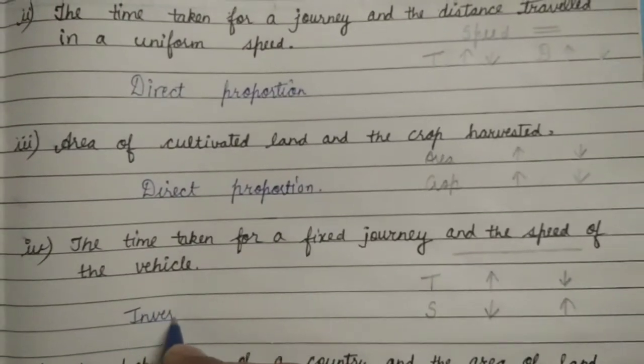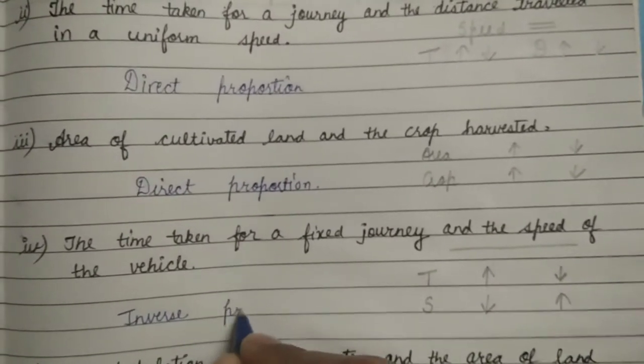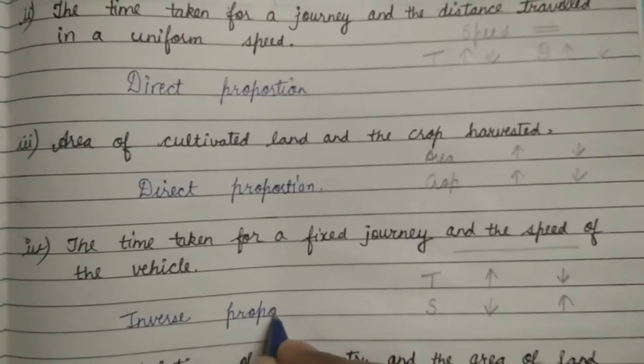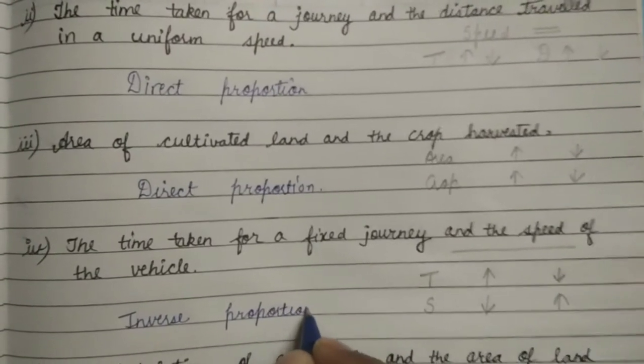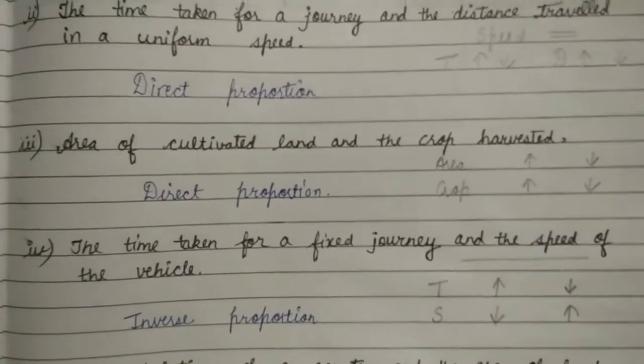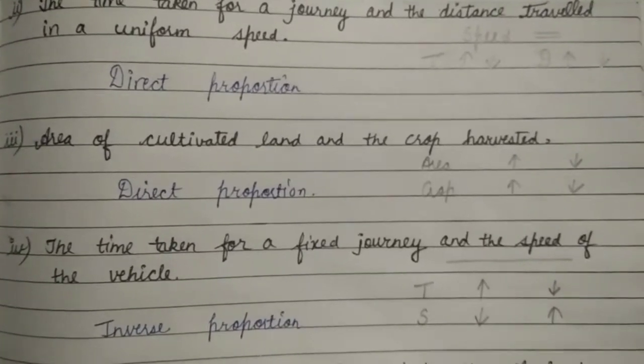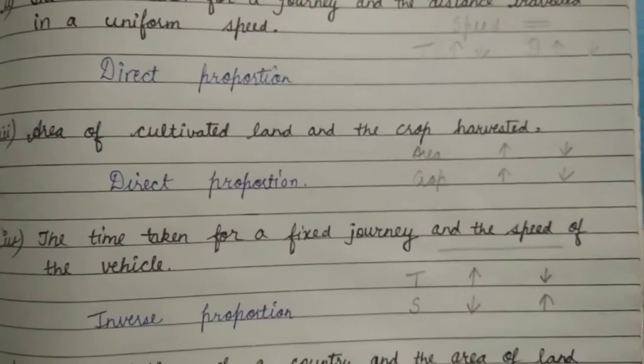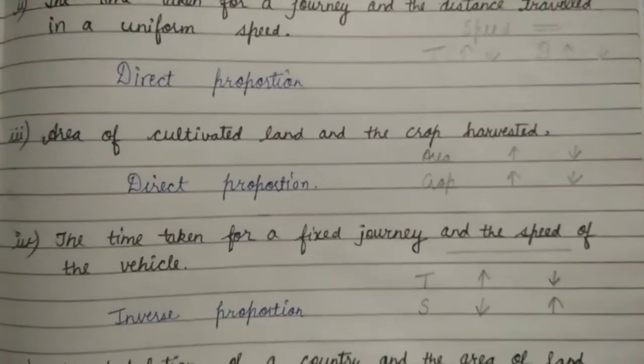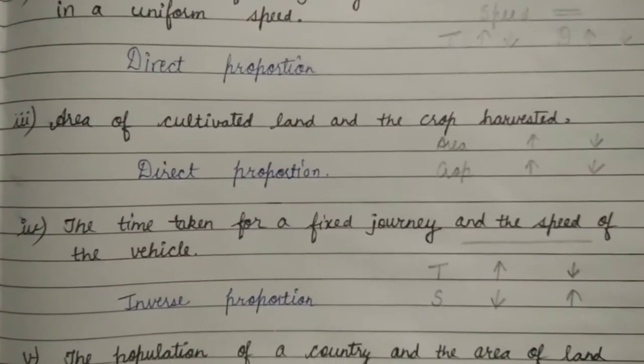When you are going to school very fast, the time will be less, and the opposite: when you are going to school at very low speed, the time will be more.